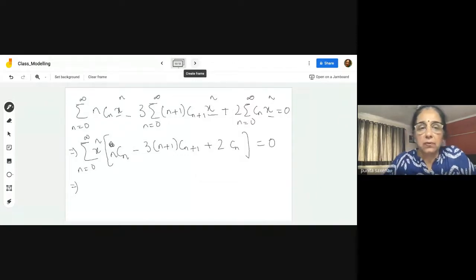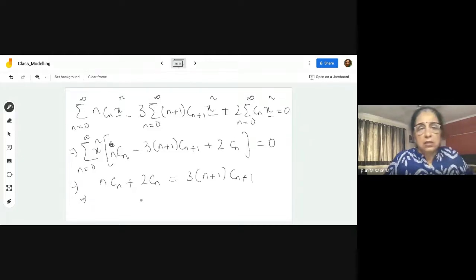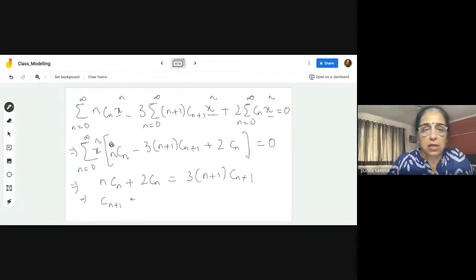And we get this term now. Since the coefficients are going to be 0, n cn plus 2cn is equal to 3(n plus 1) cn plus 1. And therefore, your cn plus 1 is equal to, in this case, (n plus 2) upon 3(n plus 1) times cn. Am I right? So this becomes your recurrence relation.